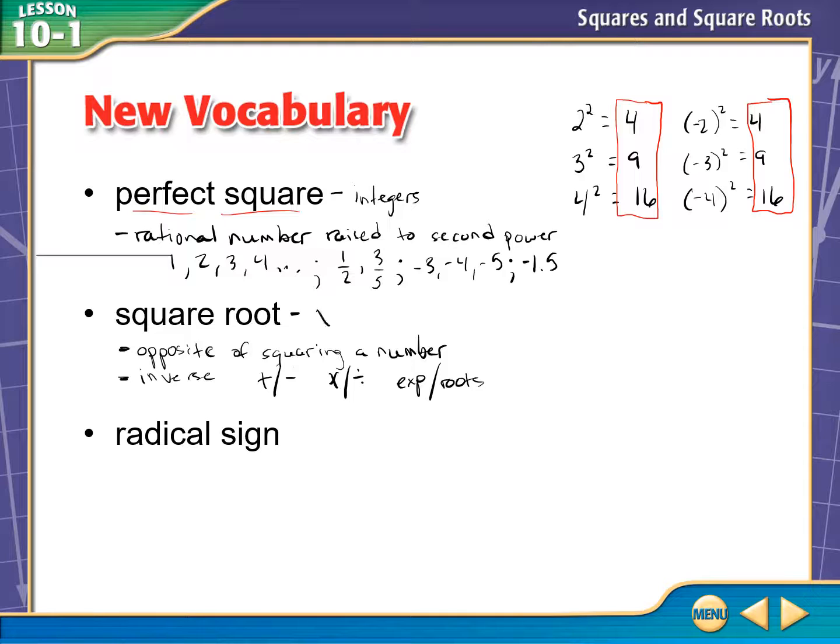So if I take any number and I square it, x squared is equal to a number, the square root is what undoes that. If I take the square root of a number, it gives me back my original number. The square root is shown by using what's called a radical sign, and that's this symbol here. It looks like a little check mark. That's a radical sign, the symbol that we use for creating a square root.